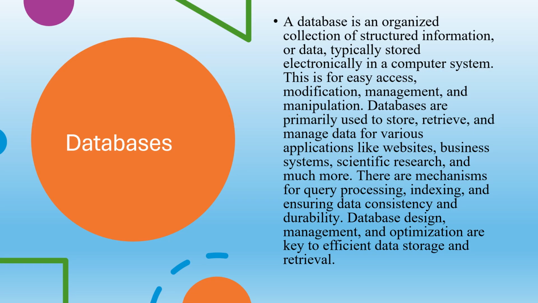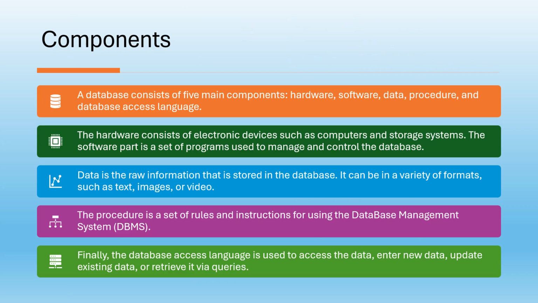A database is an organized collection of structured information or data. They are used to store, retrieve, and manage data that come from various applications. Databases are key to efficient data storage and retrieval. Databases consist of five main components, namely hardware, software, data, procedure, and database access languages. Here you see the breakdown of each one of those components.